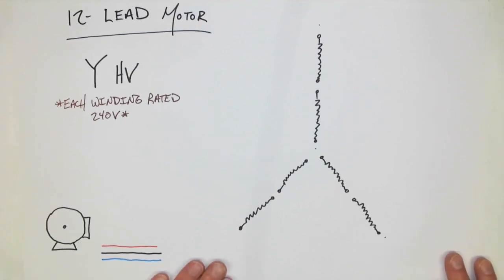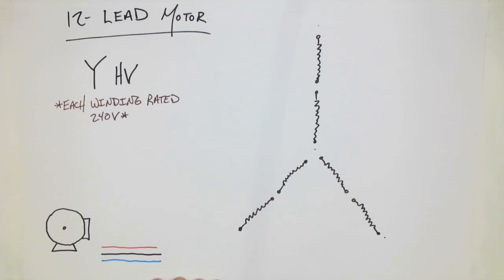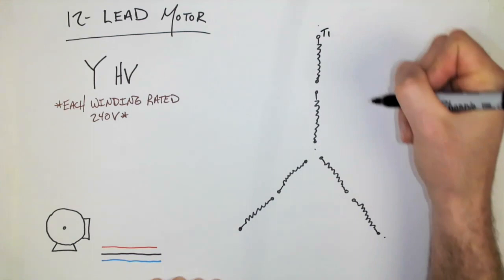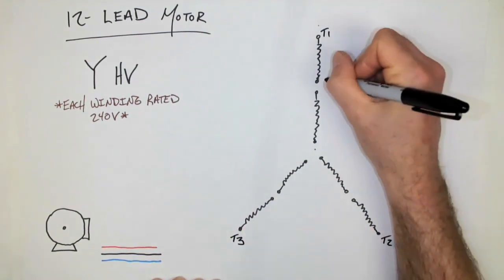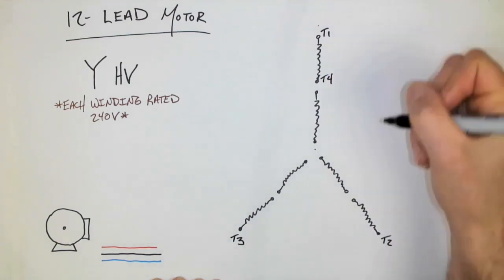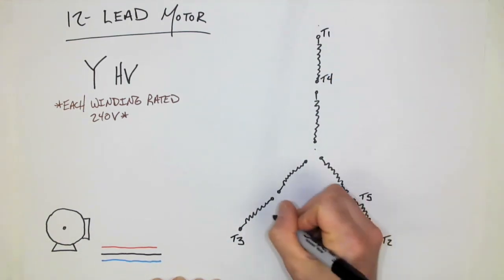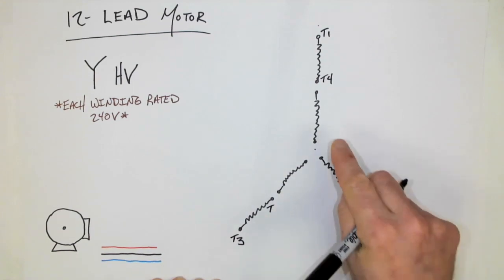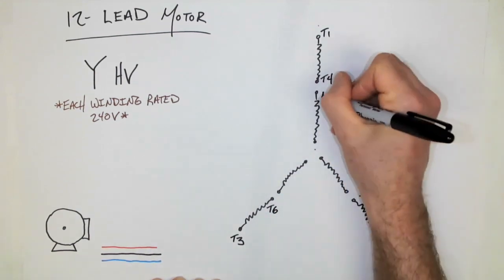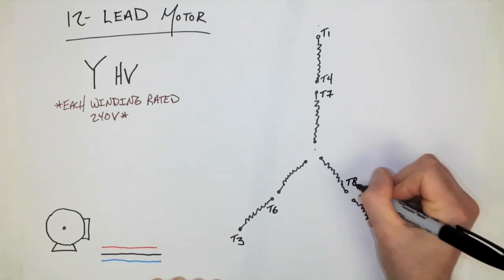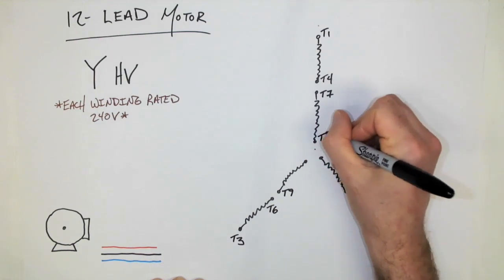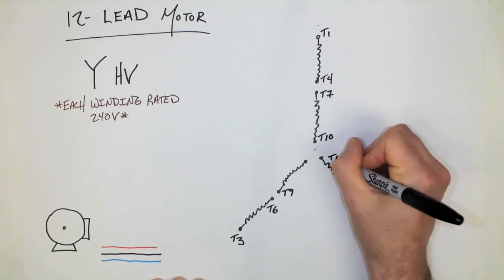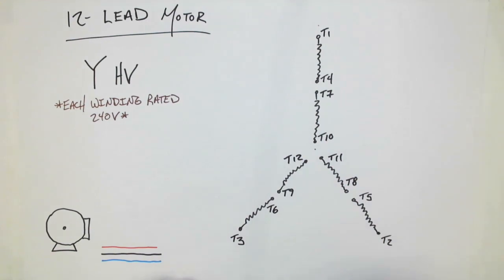Now, the labeling of each of these T terminals is going to be pretty much the same as all the others we've done. Now, remember on the Y system, we started at the top and we went around in a clockwise direction and we ascended or increased the number of the T terminal as we continued along. So T4, 5, 6, T7, T8, T9, guess what? We start again here, T10, T11, and T12.